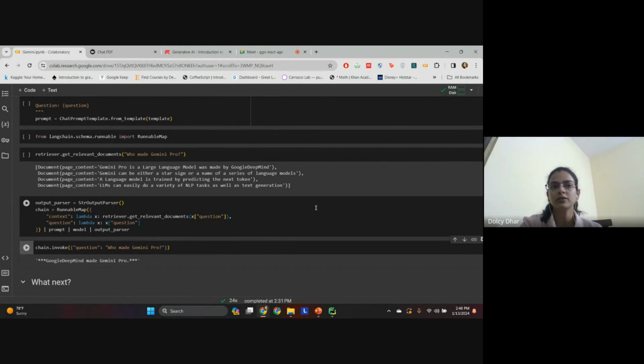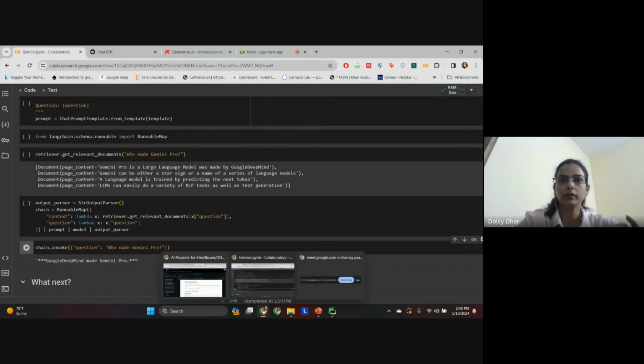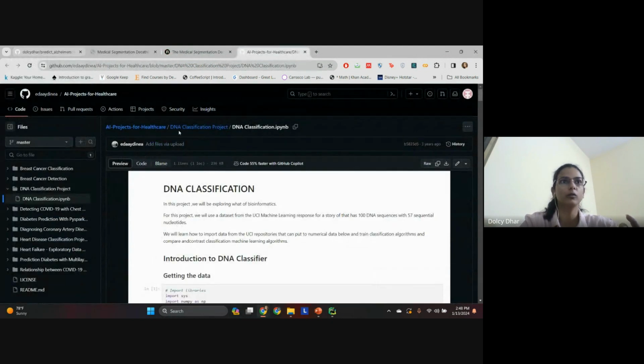I've already made a list of a few healthcare-based projects that I would be very interested to show over here also. So these are open source projects that have been done on machine learning algorithms, but it would be really interesting to adapt these to LLMs or deep learning techniques, mostly neural networks if we can leverage. So I am thinking of adapting these use cases as well.